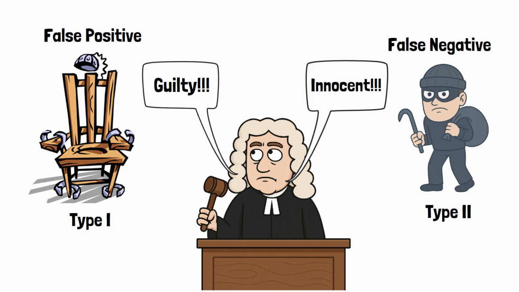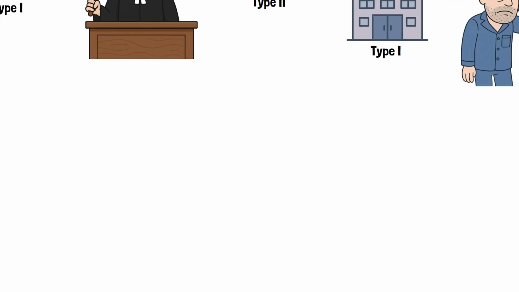A guilty person gets away with a crime, is released, and might reoffend. Not good. But an innocent person executed can never be brought back. That's why many argue that the justice system should lean towards avoiding type 1 errors, even if it means some guilty people go free.